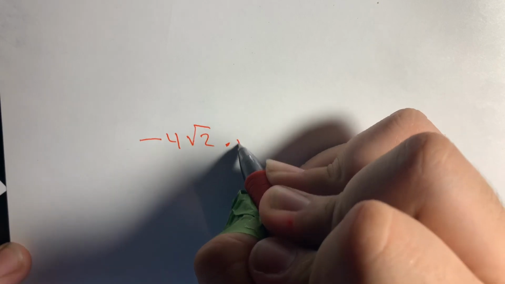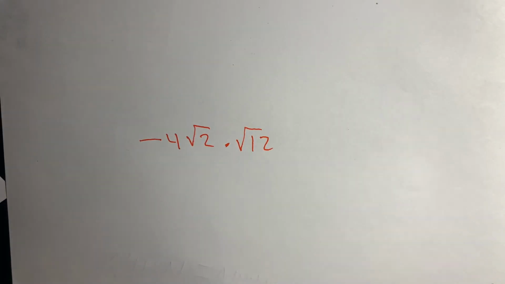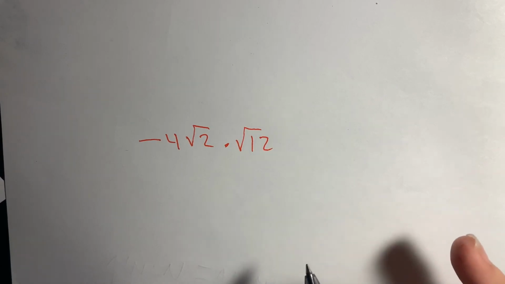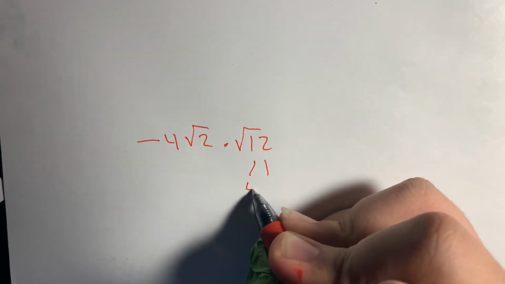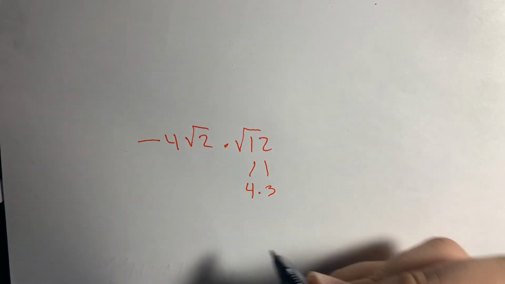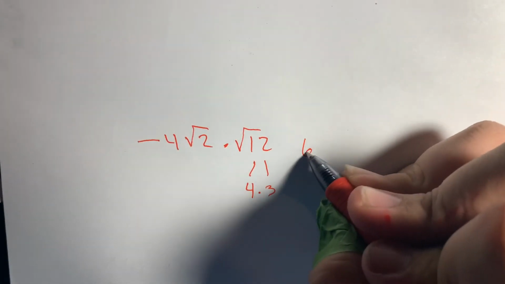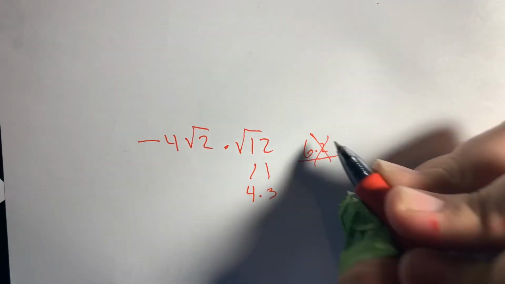Okay, so the third question is negative 4 radical 2 times radical 12. Don't be scared of the negative 4. It's okay. Don't be frightened. Okay, so first you're going to want to simplify the 12, which is going to be 4 and 3. Notice how I didn't put 6 and 2. This is because this does not equal a perfect square.